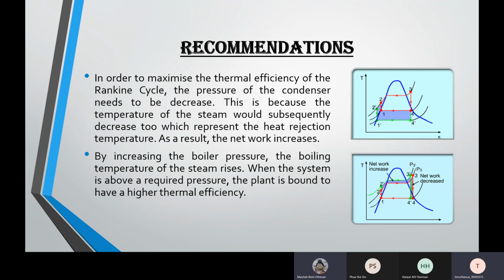Okay, so here are a few recommendations that can be done to the system. Firstly, in order to maximize the thermal efficiency of the Rankine cycle, the pressure of the condenser needs to be decreased. This is because the temperature of the steam would subsequently decrease too, which represents the heat rejection temperature. As a result, the work would increase. Next, we can increase the boiler's pressure. The boiling temperature of the steam rises when the system is above a required pressure. The plant is bound to have a higher thermal efficiency.